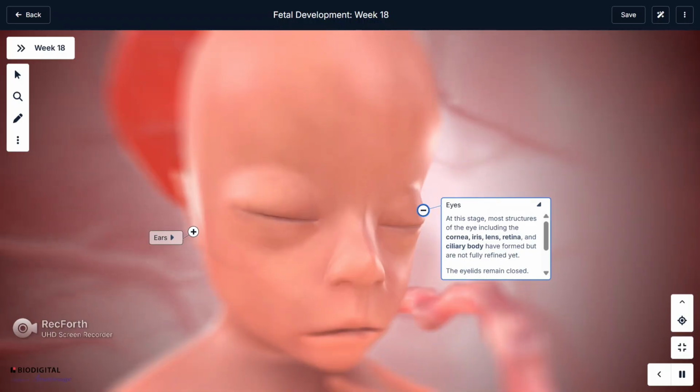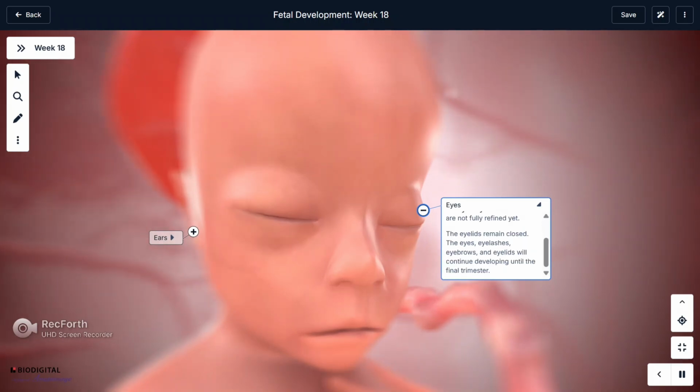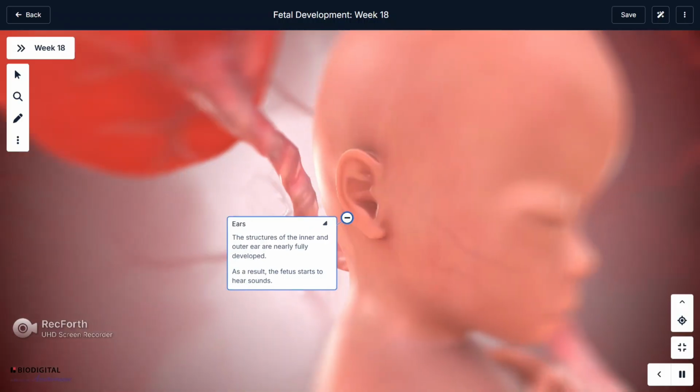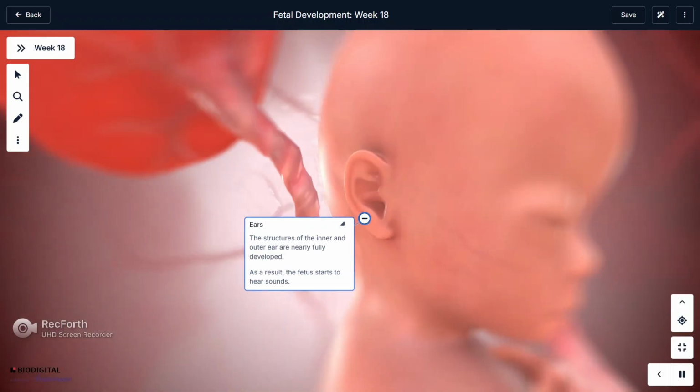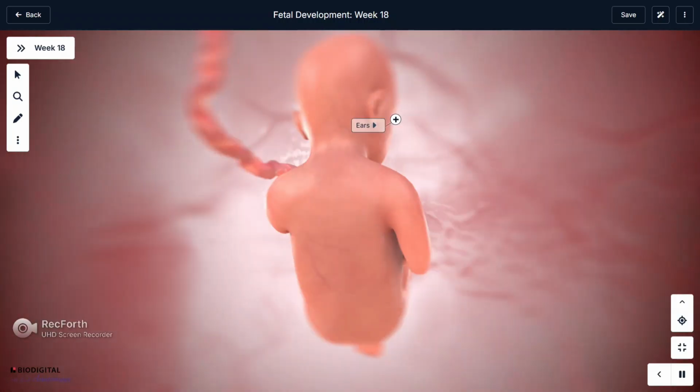By week 18, at this stage, most structures of the eye, including the cornea, iris, lens, retina, and ciliary body, have formed but are not fully refined yet. The eyelids remain closed. The eyes, eyelashes, eyebrows, and eyelids will continue developing until the final trimester. The structures of the inner and outer ear are nearly fully developed. As a result, the fetus starts to hear sounds. So this is the fetus by week 18.